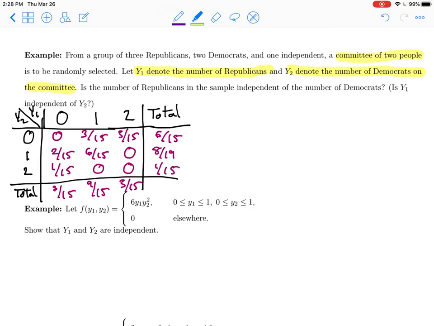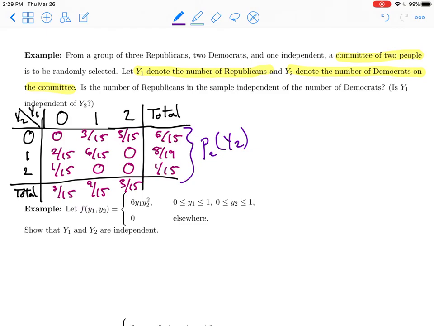The row sums, these totals right here, so going across the top, those are Y1 values, and so this row sum is adding up over all the Y1 values. So this is the marginal probability for Y2. Across the bottom, those column sums would be the marginal probabilities for Y1.